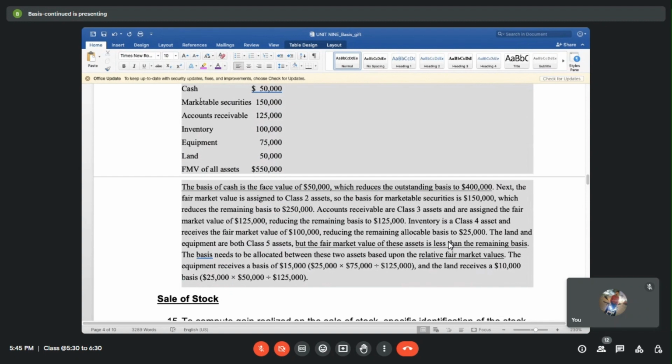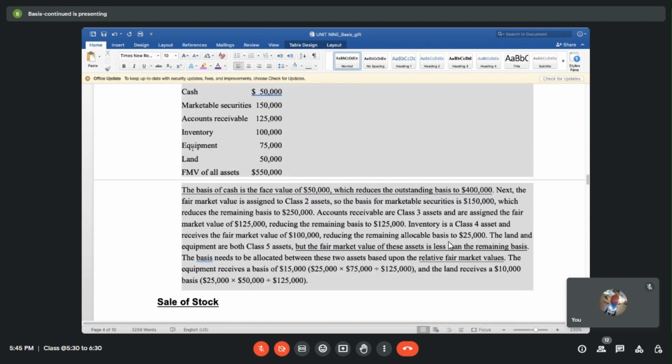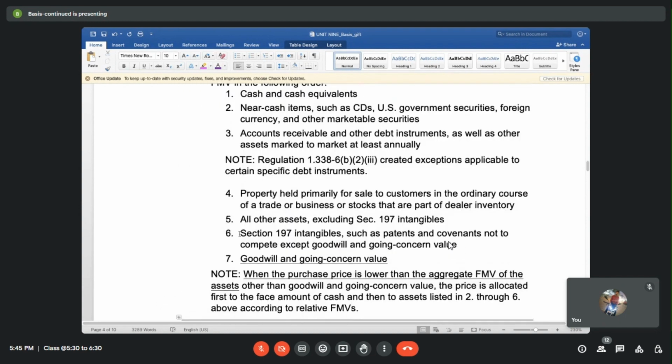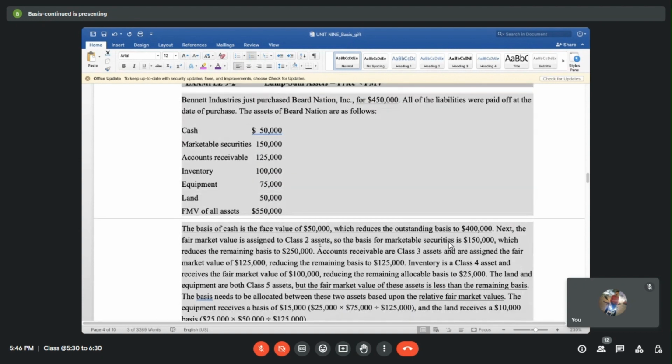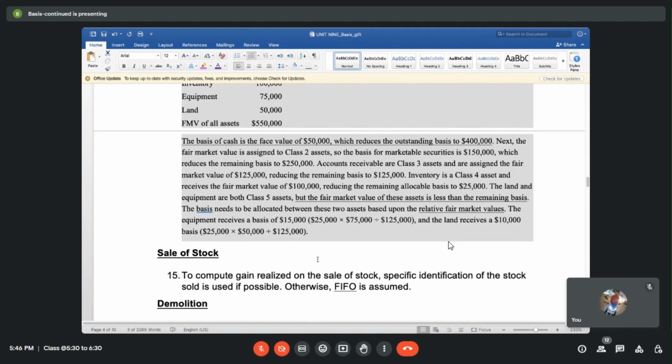So everything until inventory has been taken care of. Equipment and land belong to category 5, right? How? Because this is what it is, all other assets. Property held for sale becomes inventory. So this all comes under category 5. So what we'll do is take the remaining value, the residual value, and apply it to all the assets in category 5 in the ratio of their fair market value, based upon the relative fair market value. And that's how we'll do that. Okay, that's what we saw.